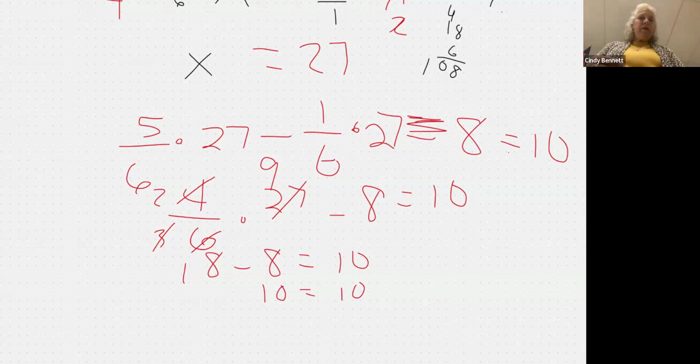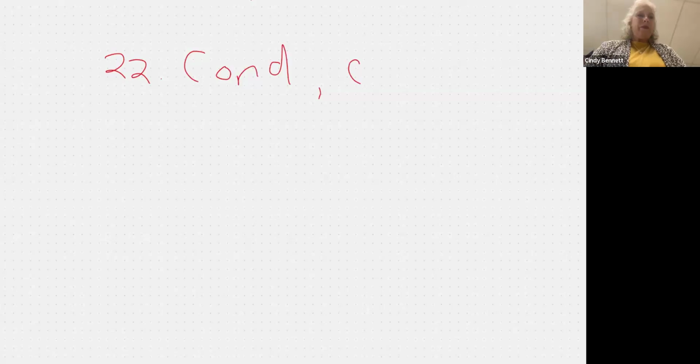All right, I'm going to move on to identify each equation as conditional, contradiction, or identity. Number 22, what do you think? Number 22, is it conditional? Is it contradiction? What did I say? Did I say the right word? Contradiction, identity.